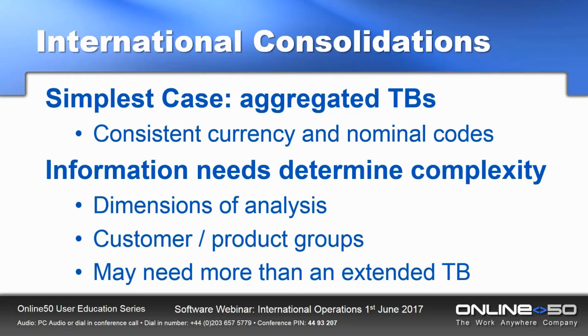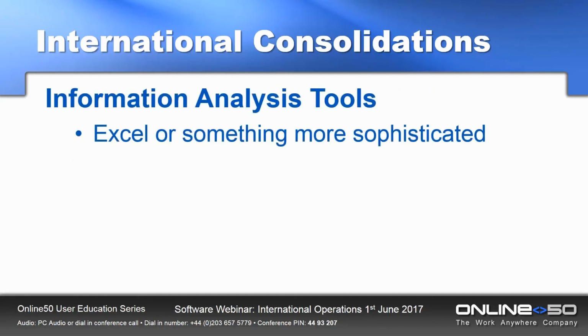You may want that by customer groups. Again, could you do that on the nominal ledger? You may be able to, you may not. It depends what you need. So you need to understand what information is going to come out in order to prepare the information properly so that you can get that information out. In the simplest case, we might get away with importing individual TBs into Excel and using a pivot table or something like that to aggregate and summarize the information.